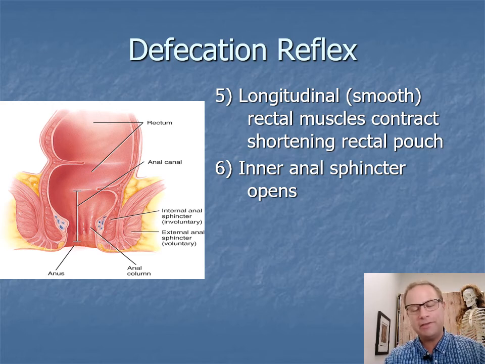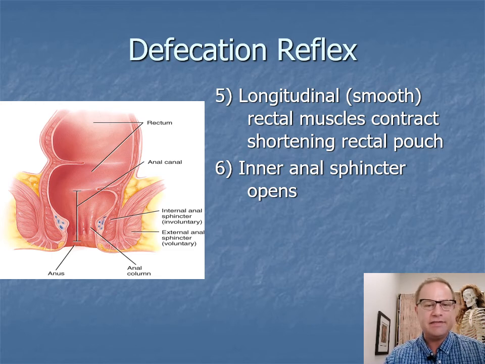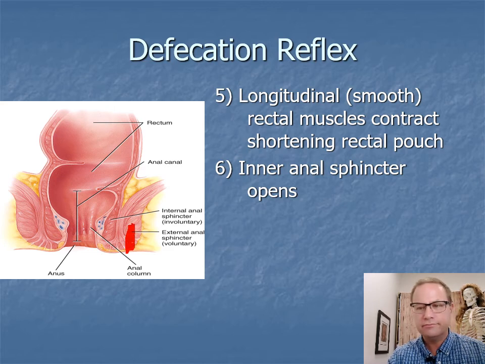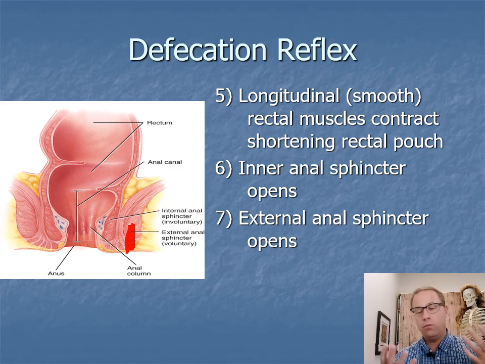And again, the only thing between you and calamity is this little bitty external anal sphincter that is composed of skeletal muscle. Let's see if I can draw on there. So here's the external anal sphincter right there. And so that is what is keeping the poop in. Okay, now once you decide to defecate, that external anal sphincter opens up and then the feces can come out.